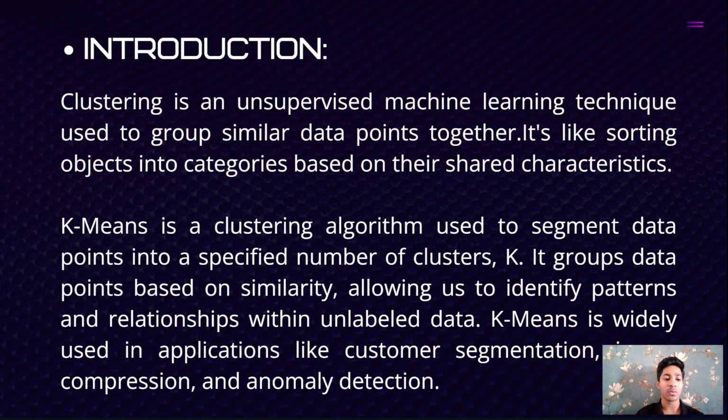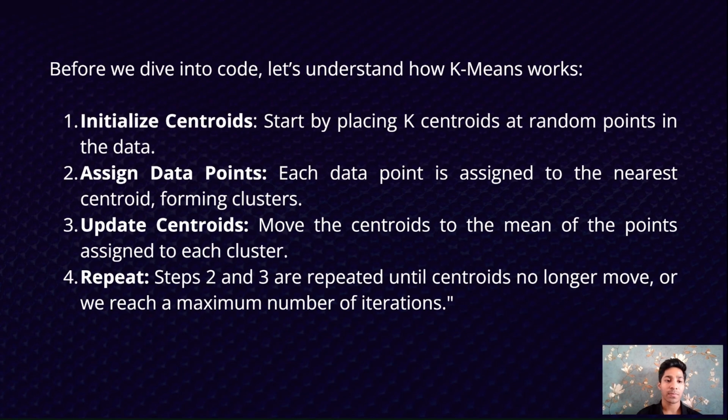Now, what do we mean by k-means? K-means is a clustering algorithm used to segment data points into a specified number of clusters. It groups data points based on similarity, allowing us to identify patterns and relationships within unlabeled data. K-means is widely used in applications like customer segmentation, image compression, and anomaly detection. And here we dive into code.